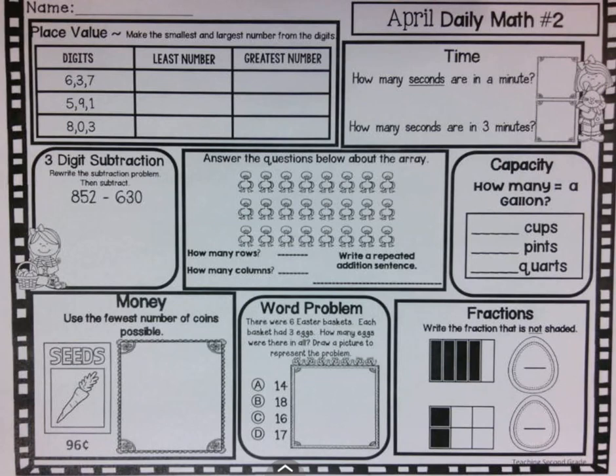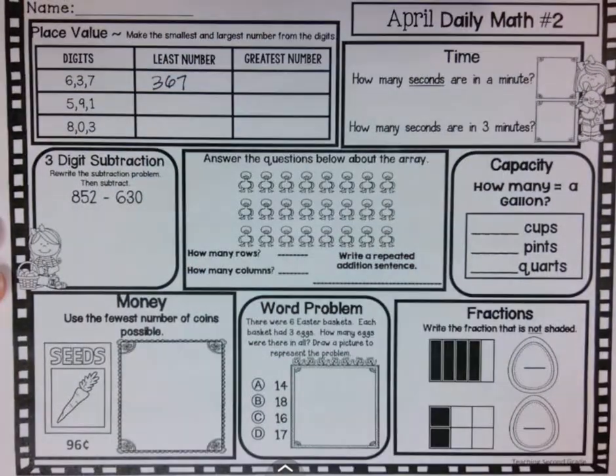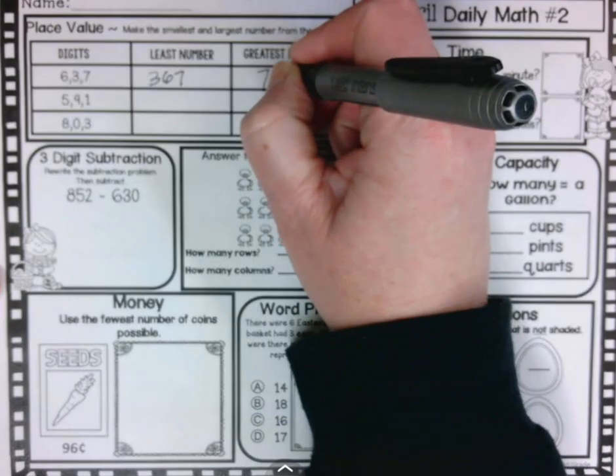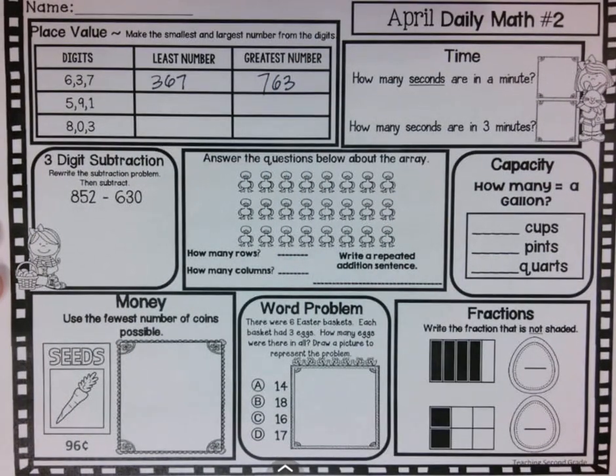All right, place value. Make the smallest and the largest number from the digits. So the digits we have first are 6, 3, and 7. The least number they can make, we have to use the smallest number, then the next smallest, then the biggest last. So the smallest number they could make is 367. The greatest number they could make, that's what we have to do if we're using the biggest number. So we start with the biggest and then the next and then the next. So it would be 763.